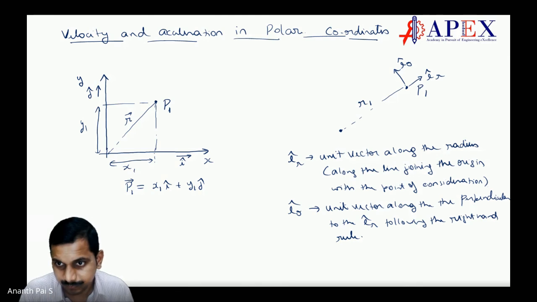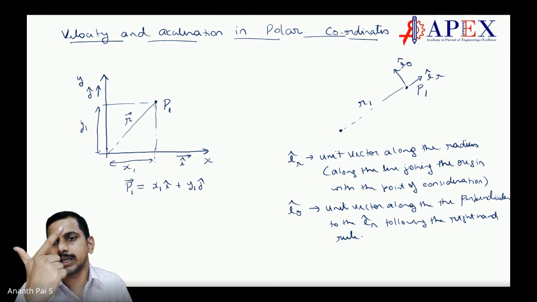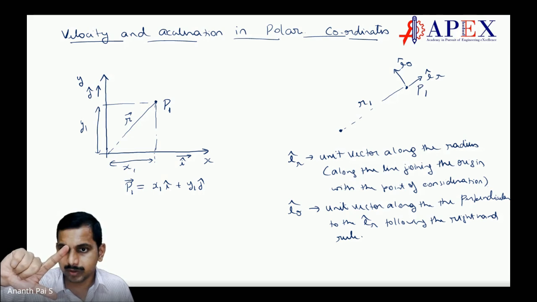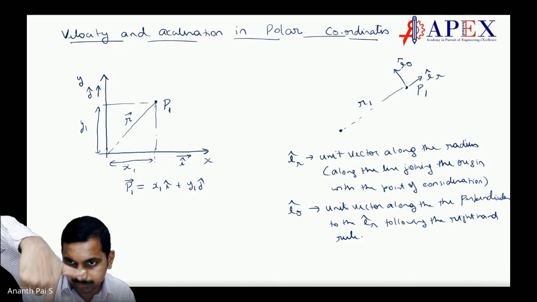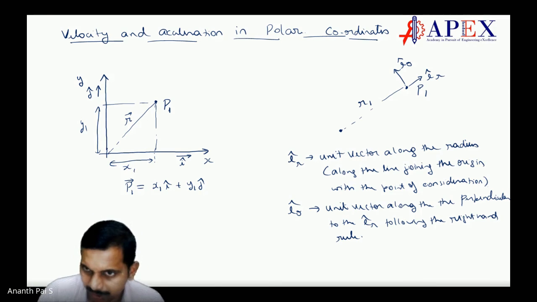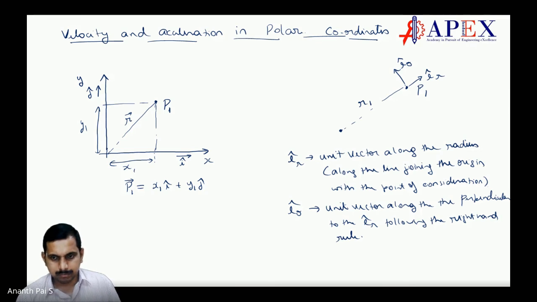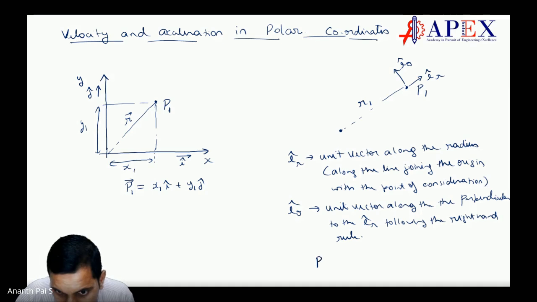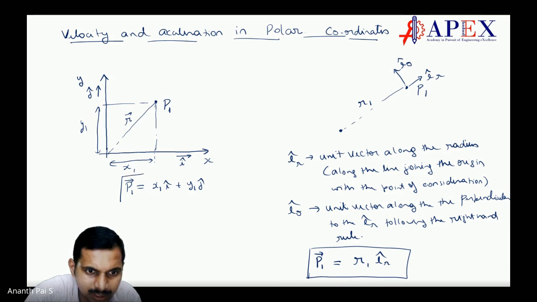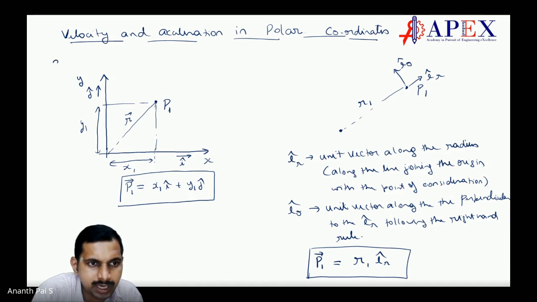Make sense? ER is the thumb, E theta is our angle direction. If it is like this, you can have it this way also. The third one, Z, is important here, following a similar right hand rule. Make sense? Now, what is P1? P1 is nothing but R1 into ER. That is how we specify the position here.